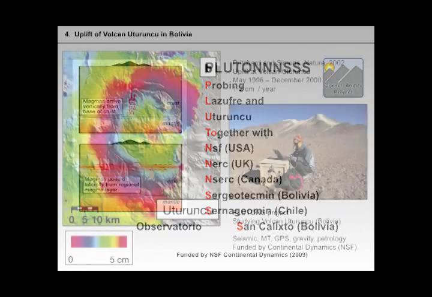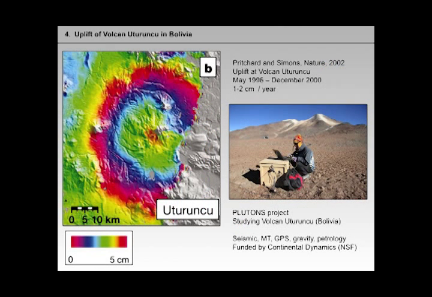So PLUTONS has been focused on a number of measurements. So here we are kind of looking in more detail at the volcano, and the InSAR very clearly shows that this uplift is 1 to 2 centimeters per year. It's been going on since InSAR began. Some of our colleagues, if you work in Bolivia, you spend a lot of time waiting for things to happen. They went to the government surveying offices and found indeed that the surveying in the 60s showed the same uplift. So Uturuncu has been going up for as long as we've been able to measure.